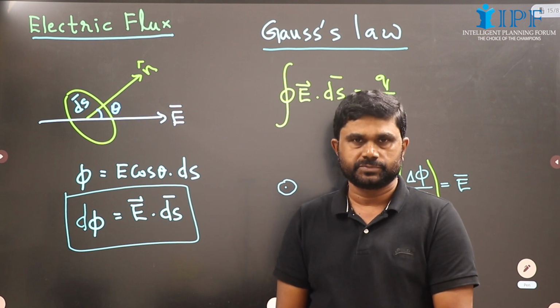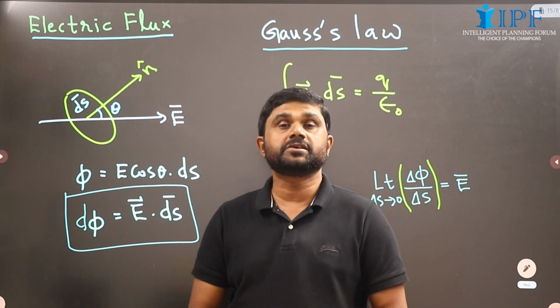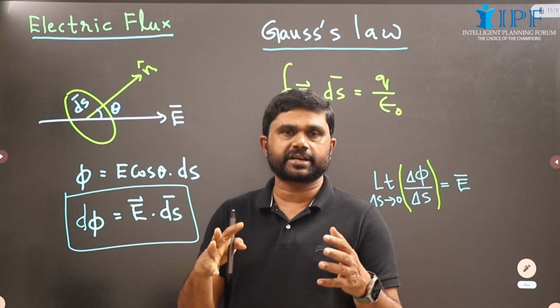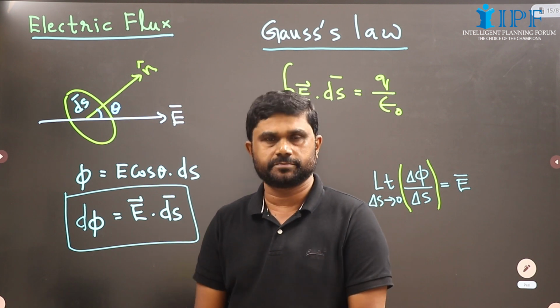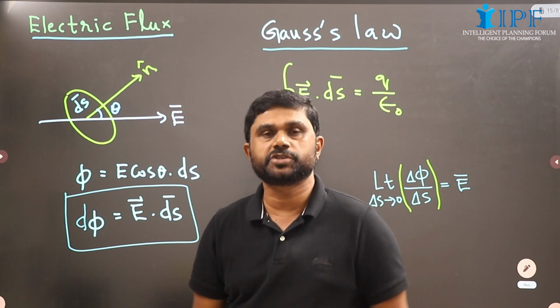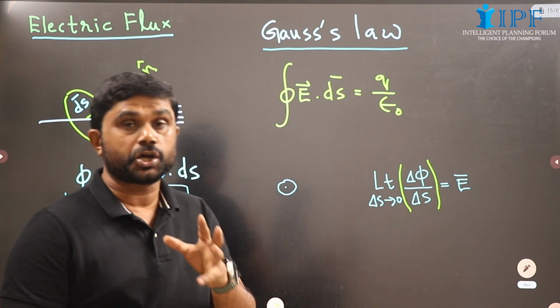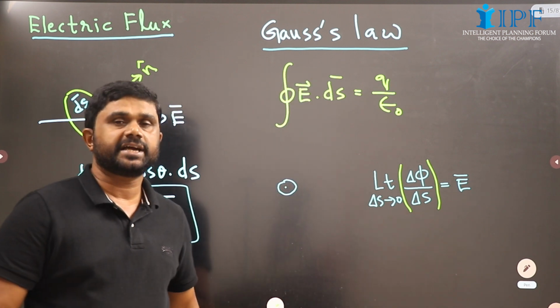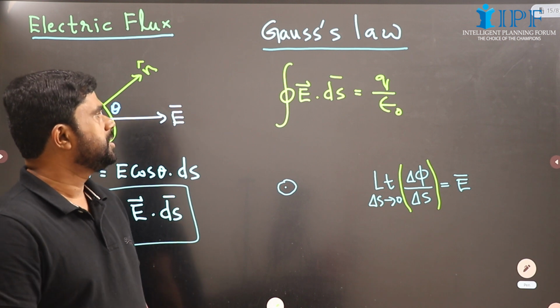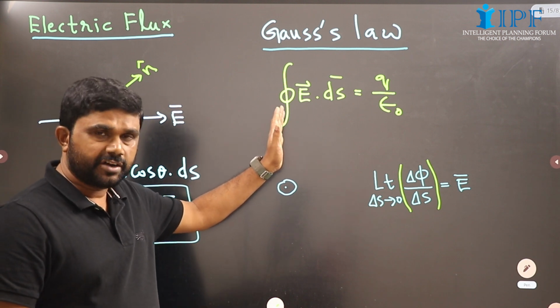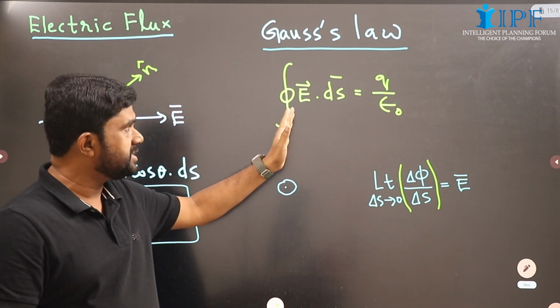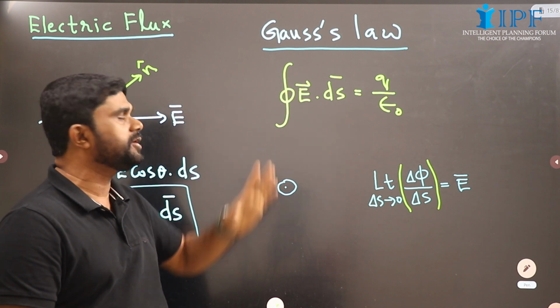Okay, next thing is Gauss's law. The total electric flux through any closed surface is equal to 1 by epsilon 0 times the charge enclosed by the surface, and that is the statement of Gauss's law. Mathematically, the total flux through any closed surface is the closed integral of E dot dS.